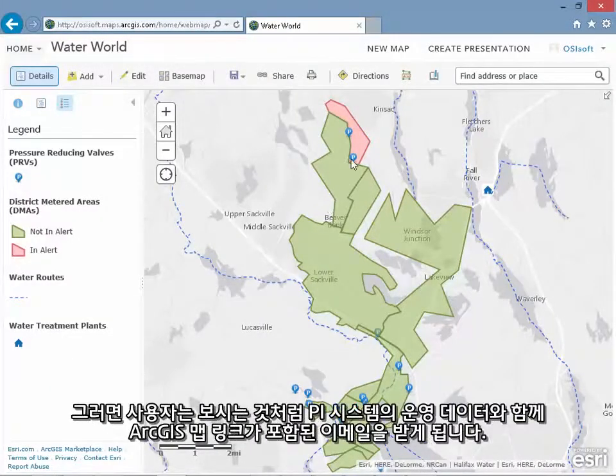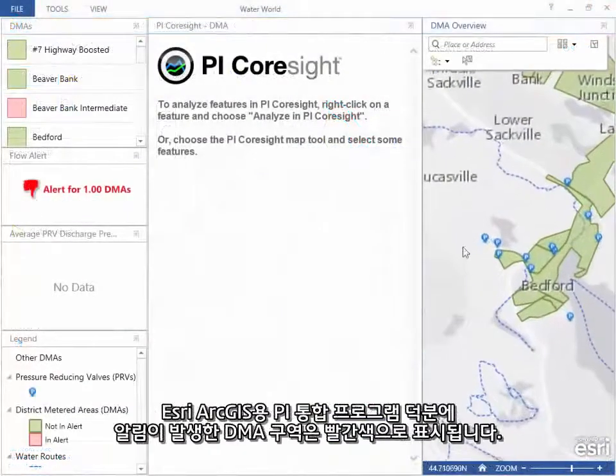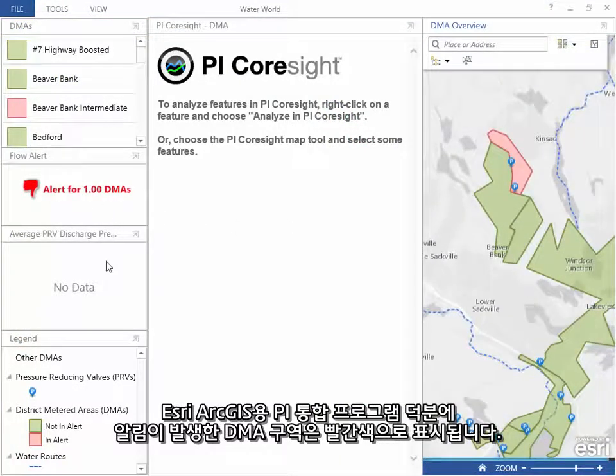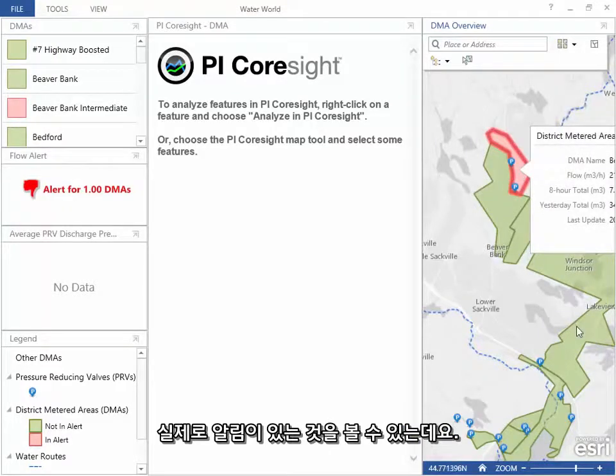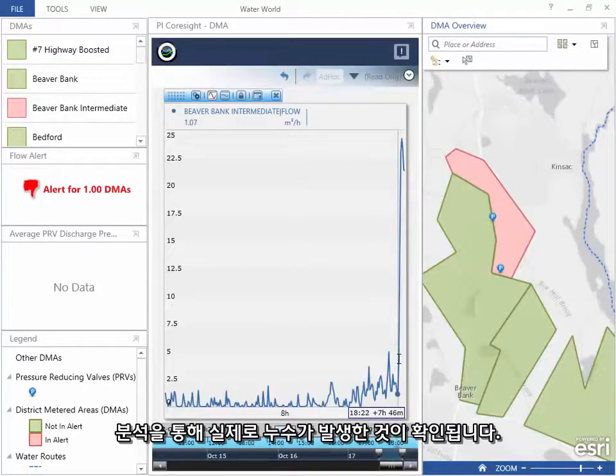The email received contains a link to an ArcGIS Online map, shown here, fed with operational data from the PI system. Thanks to the PI Integrator for Esri ArcGIS, the DMA zone in alert shows in red. There is indeed a zone in alert. Analysis confirms it is a true leak.